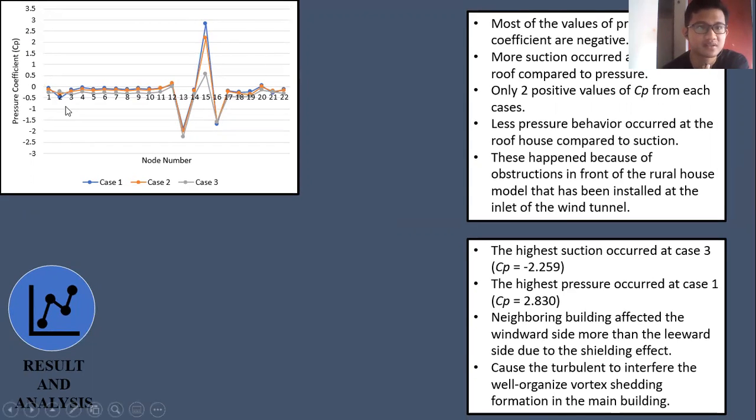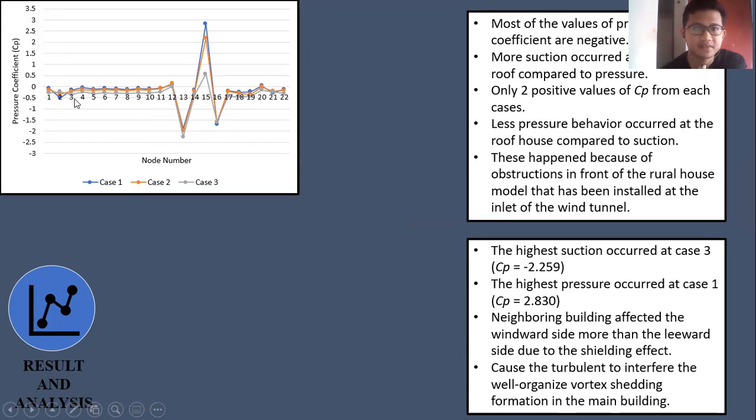So more negative values mean more suction occurred at the roof. This happened because of the obstruction in front of the house model that has been installed at the inlet of the wind tunnel.